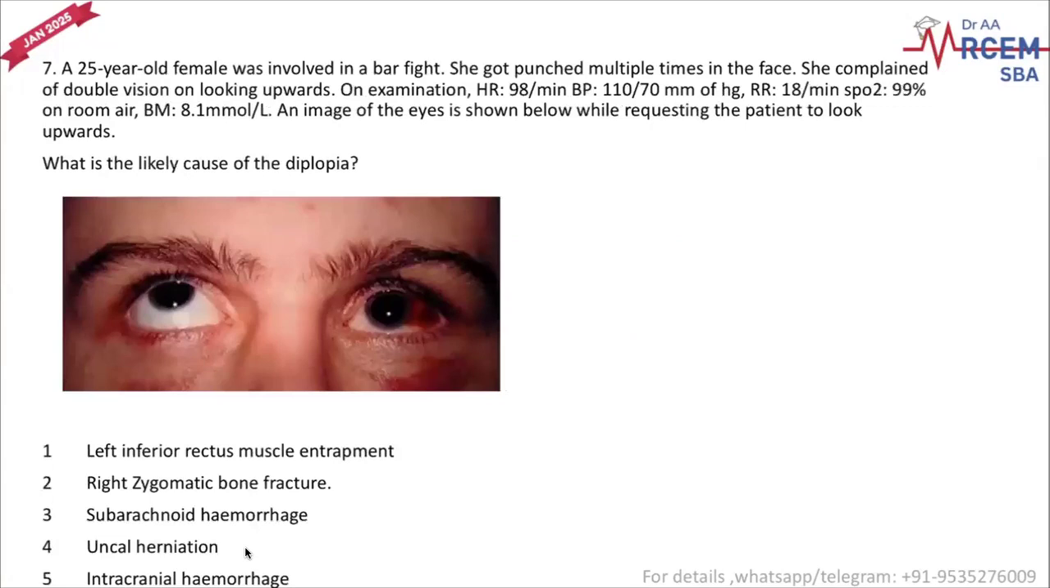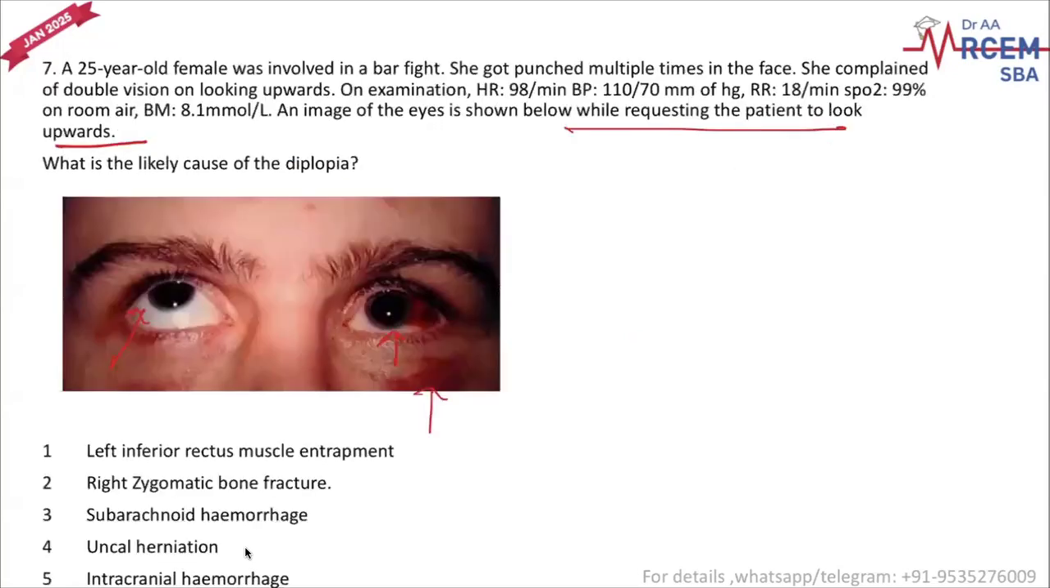A 25 year old female was involved in a bar fight. She got punched multiple times in the face. She complains of double vision on looking upwards. On examination, vital parameters seem to be all right. The image of the eye is shown below while requesting the patient to look upwards. When you try to look upwards, your eyeball moves upwards. This one is not moving upwards. Why? There were multiple punches and there is a bruise here.